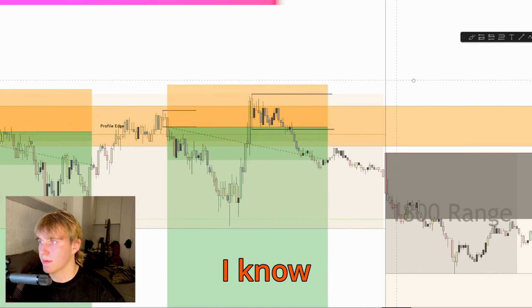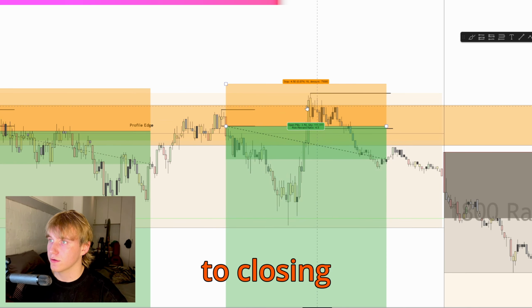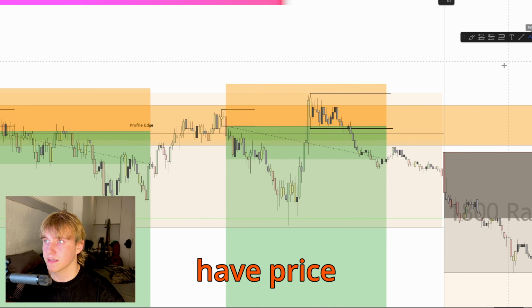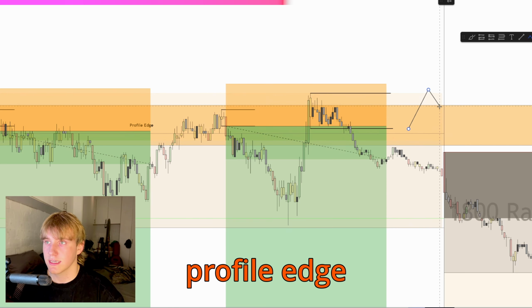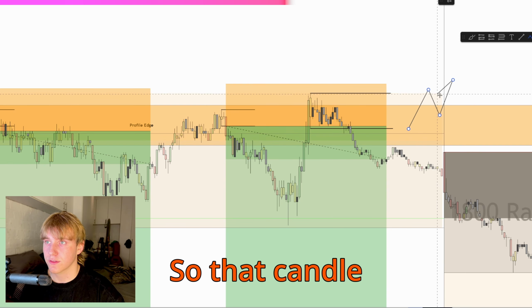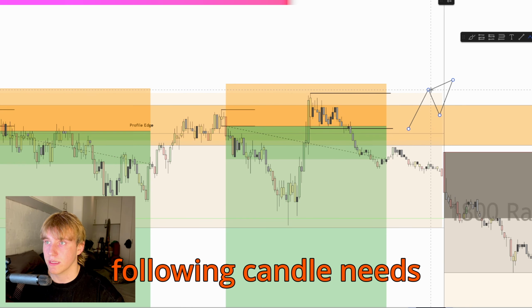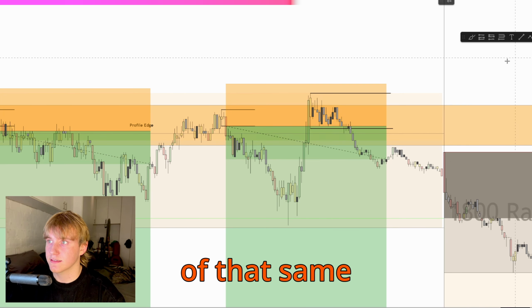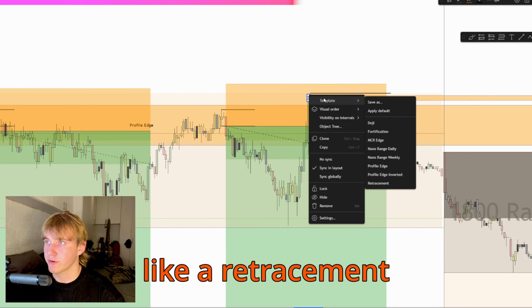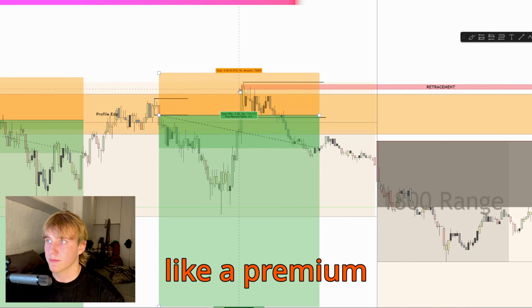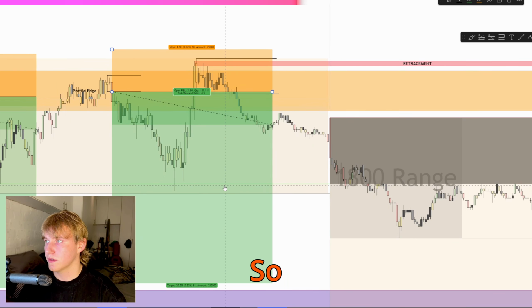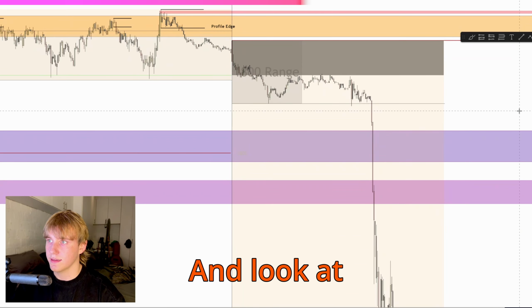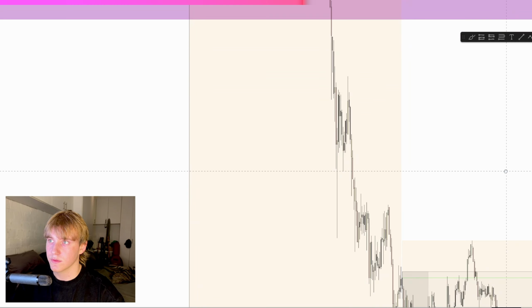Specifically in a case like this, I know a few people would have wanted to go long when it comes to closing above this profile edge on the 1 minute. The thing about confirming is you have to have price close above the profile edge and then have a continuation. So that candle itself or a following candle needs to close above that initial candle trying to close above. Otherwise, this edge of that same candle is actually just becoming like a retracement point for price to get into like a premium to go lower. So these are multiple entries that you could have taken from that same profile edge. And look, that following profile. Look at that big dump.